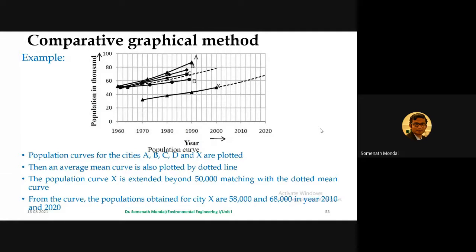This is a very logical and simple method. It has some inherent advantages, and that is why, from a practical point of view, this particular method is very useful and very efficient.